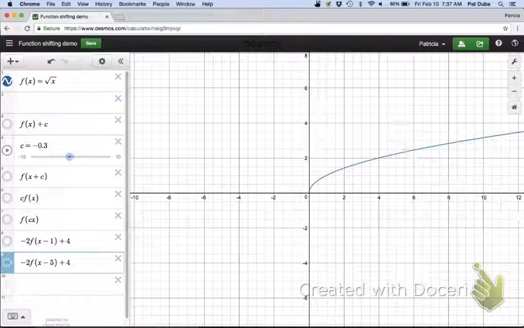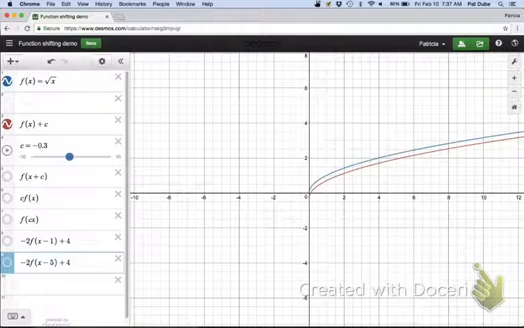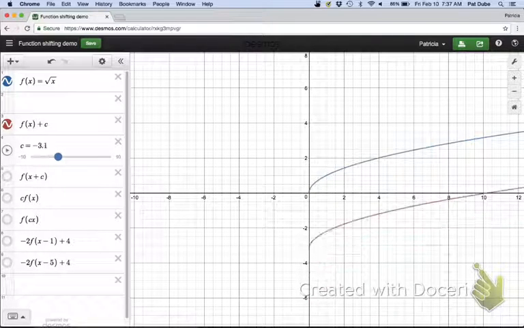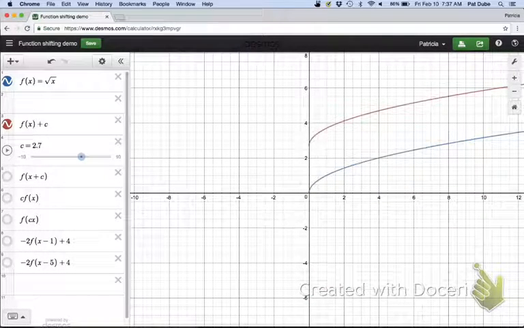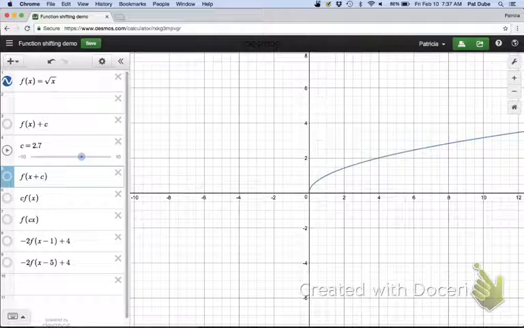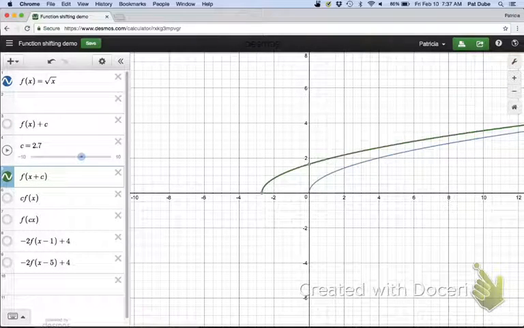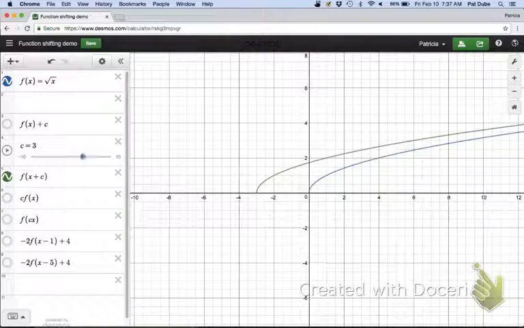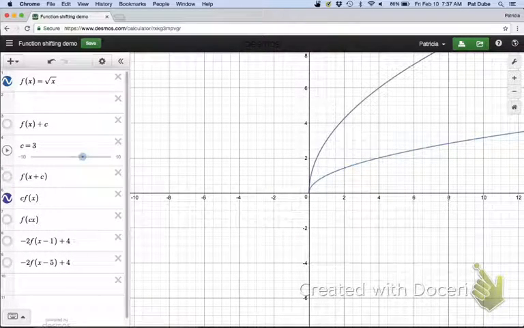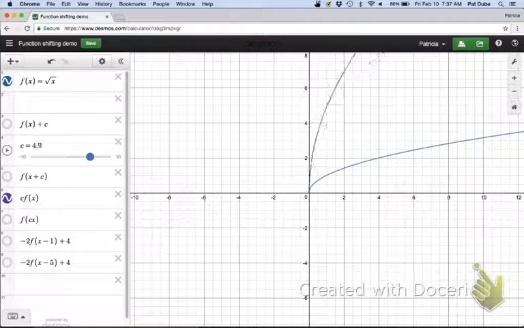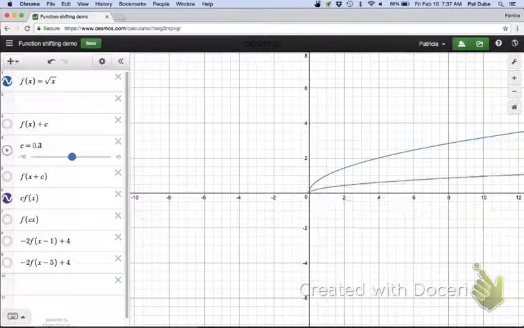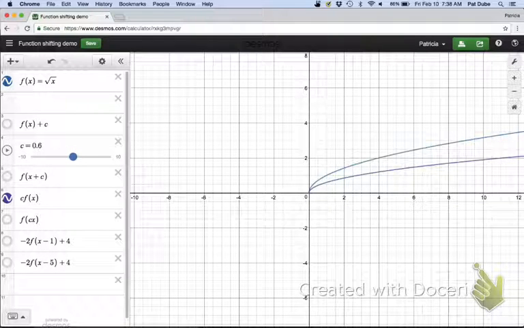I could shut this off, and I can play with this slider. If I turn this on, I can see that when I change the amount I subtract, it keeps the same shape. It moves up and down. If I turn this on instead, when I change the amount in the x-coordinate, it controls the left-right motion. And when I change the amount in front of the function, if I make that big, it gets much steeper. If I make it negative, it goes the other way. And if I make it smaller but positive, it's not as steep.